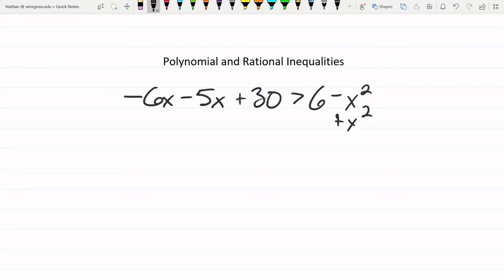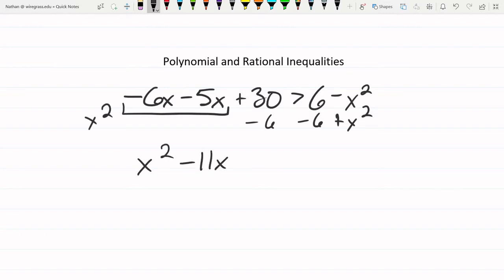So I'm going to add x squared and subtract 6 to get everything over to one side. I'm also going to combine these two at the same step. That's going to give me x squared, then minus 6 minus 5 is minus 11x, plus 30 minus 6 is going to be plus 24. This is greater than 0.